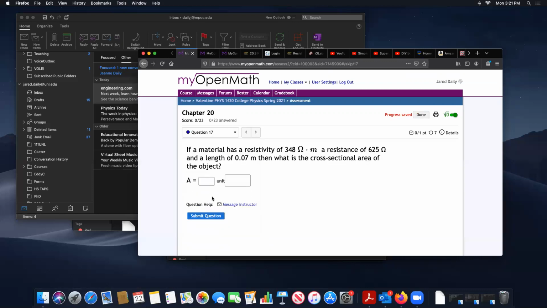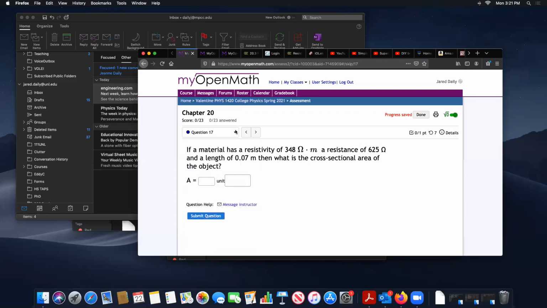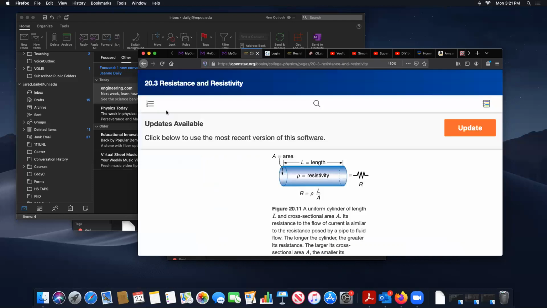Any more? All right, well, let's go ahead and take a few minutes to get a little bit started with chapter 21. If you have any more questions in chapter 20, feel free to email me. I will be available for a few hours this evening. Let's go ahead and take a look at chapter 21.